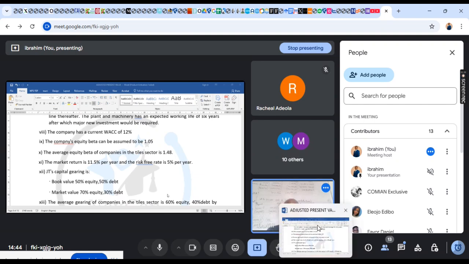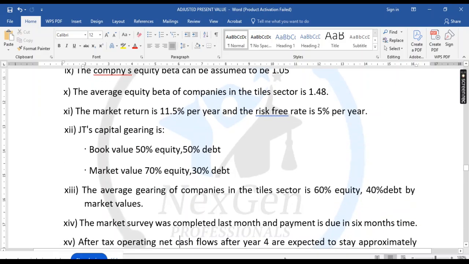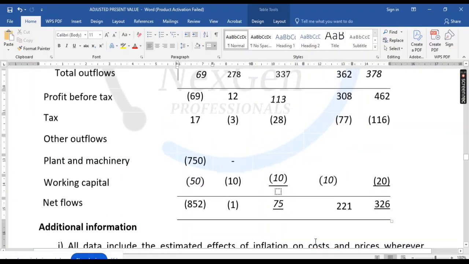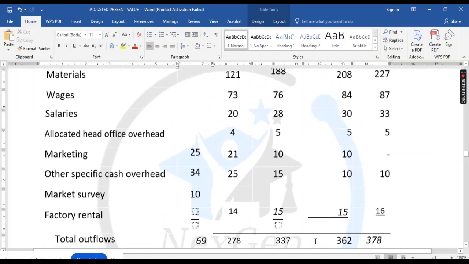Then what of the industry that they are diversifying into? You can see the market value is also given: 60% for equity and 40% for debt. Then the market survey was completed last month and payment is due in 6 months' time. Don't forget, the market survey has been included in these financials. Is the market survey a relevant cost? It is not a relevant cost.